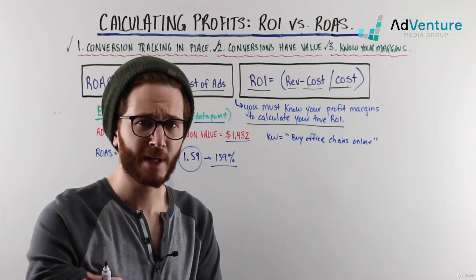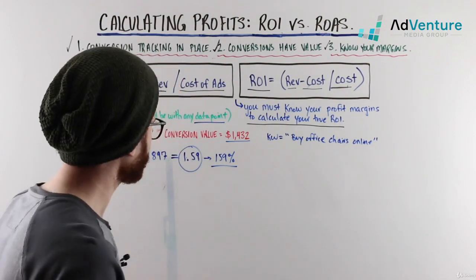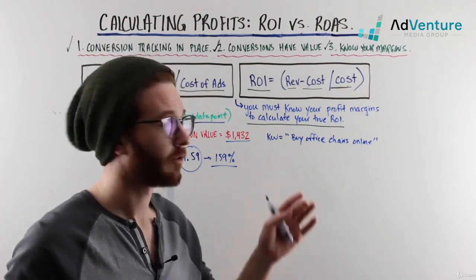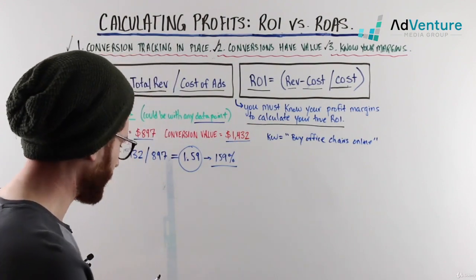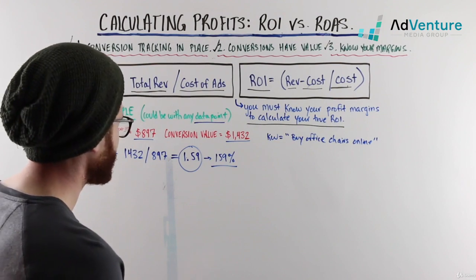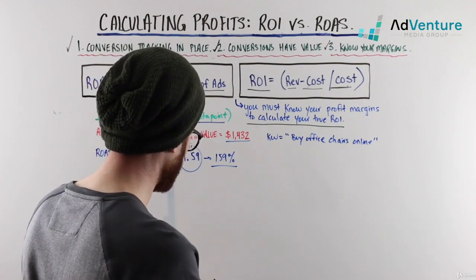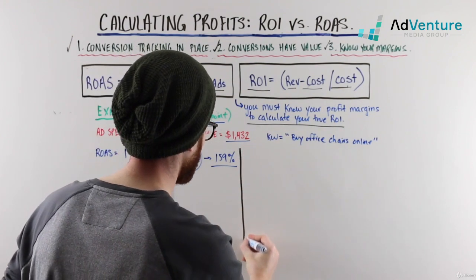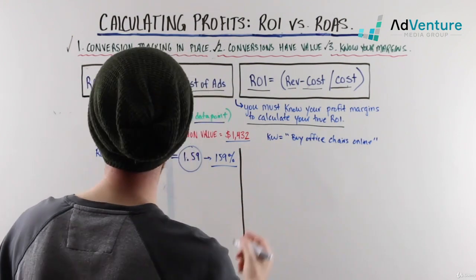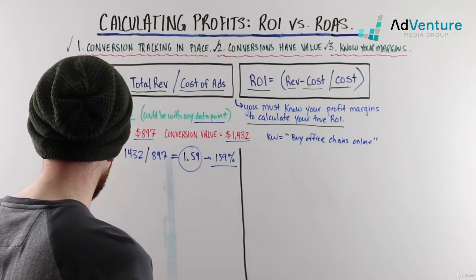But now let's get a little bit more complicated. Let's get a little bit more thoughtful. Say we wanted to figure out our profit, our return on investment, taking into account our profit margins, okay? So now let's move over here, so we get a little bit more view. Maybe we'll change the color. Let's go to black here. And we're gonna use the same data, okay? We're still gonna be talking about this keyword, same spend of $8.97 and conversion value of $14.32, okay?